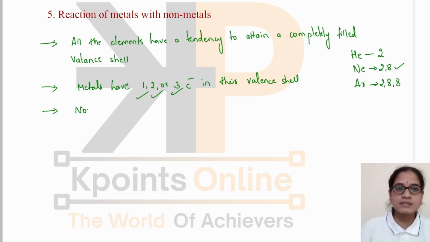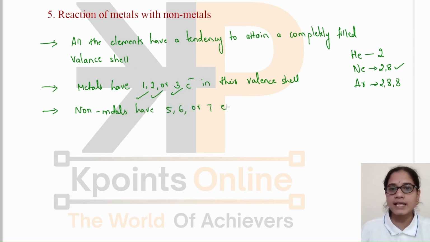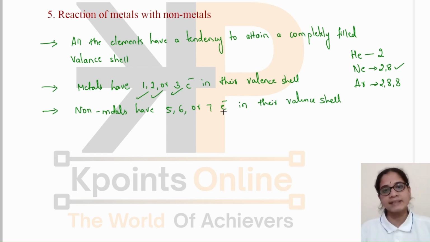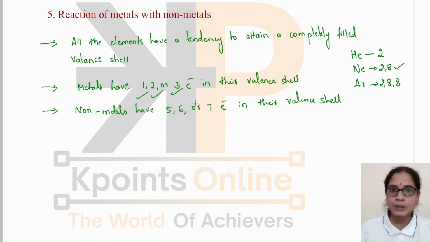And non-metals have 5 or 6 or 7 electrons in their valence shell. So in order to be completely filled, they need electrons. If it is having 7 electrons, it will need one more electron to get the completely filled valence shell. In this way, these non-metals always have a tendency to gain electrons. Let us see the examples.